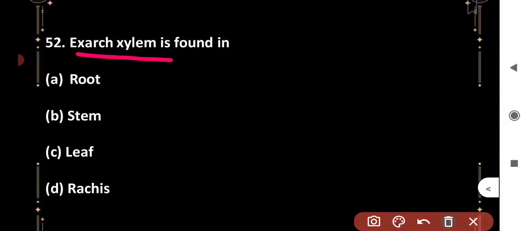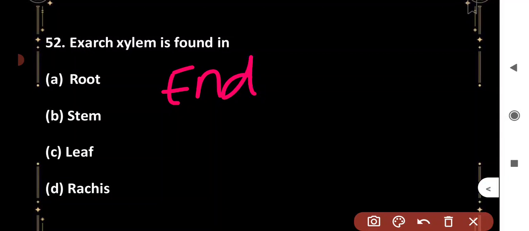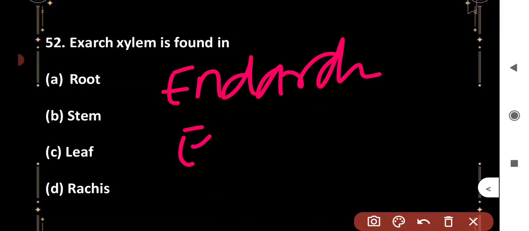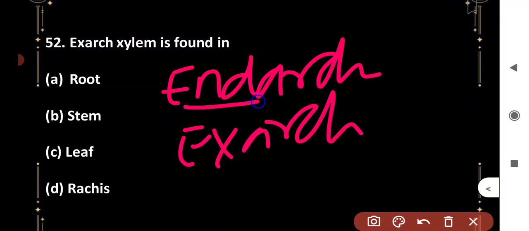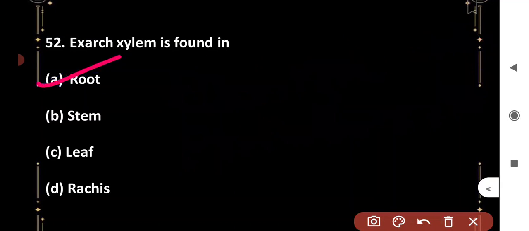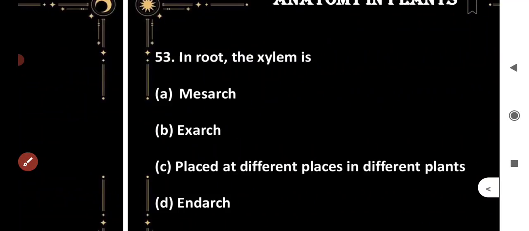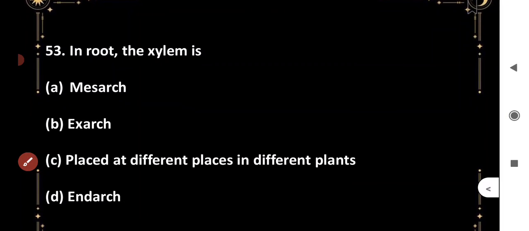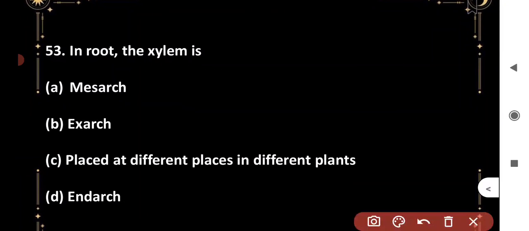Exarch xylem is found in. See, there are two types of xylem. One is called endarch, another is called exarch. Endarch xylem is present in stem, any stem. Exarch xylem in roots. So the correct option is exarch. It is asking root, so that is the correct option. In root the xylem is exarch, as I've already said. Correct option is B.